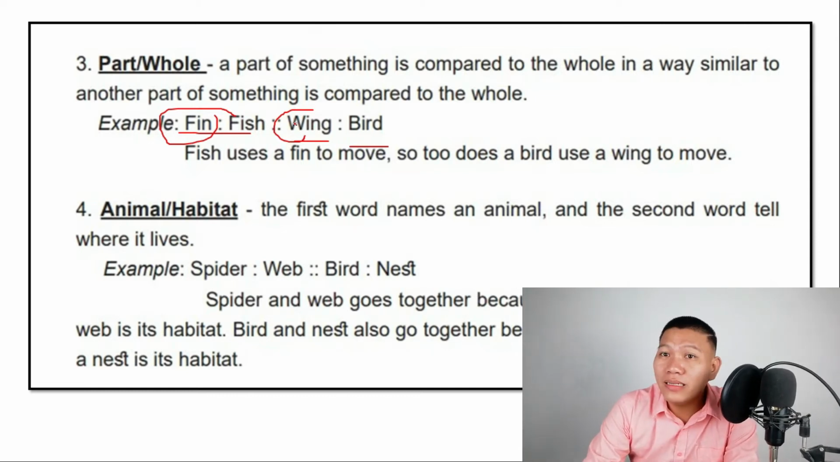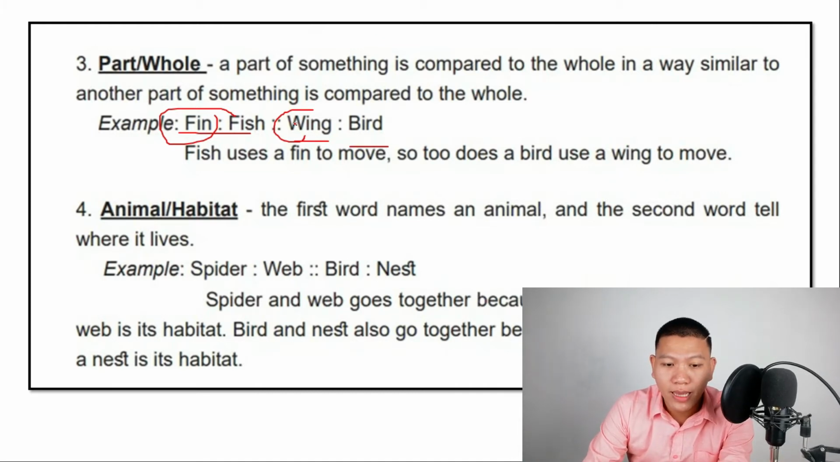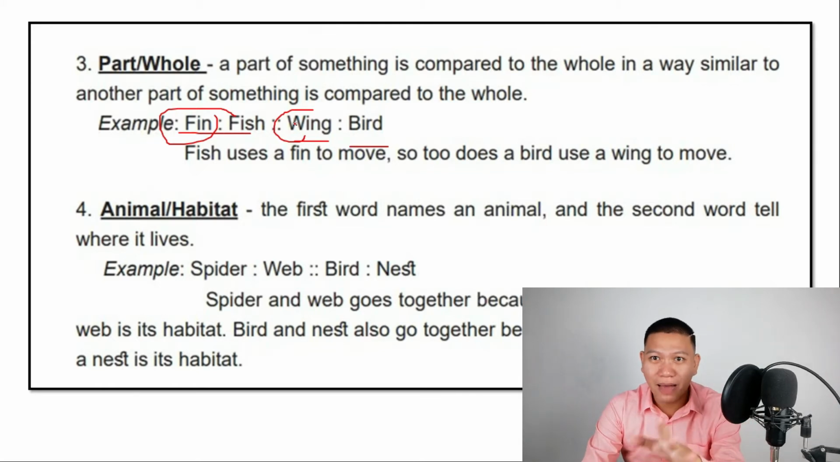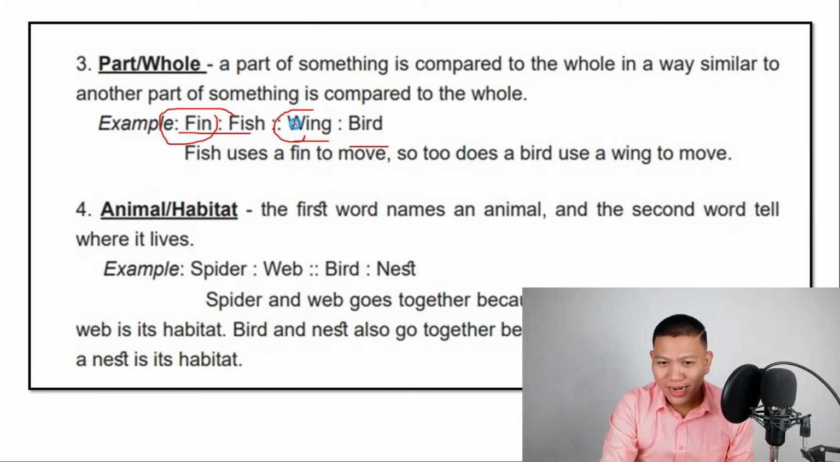Number 4, animal and habitat. So the first word names an animal, and then the second word names the place where it lives. Example, spider is to web. In the same way, bird is to nest. So the first word must be an animal. So spider, bird. When we say animal, it doesn't mean that it has to really be an animal. It could also be an insect. Okay? Don't get me wrong. So spider is to web. Where does a spider live? In its web. In the same way, bird is to nest. It's the fourth one. Then let's continue.